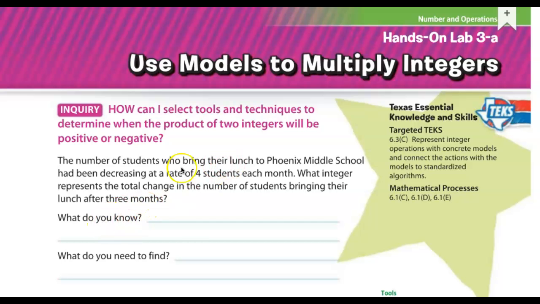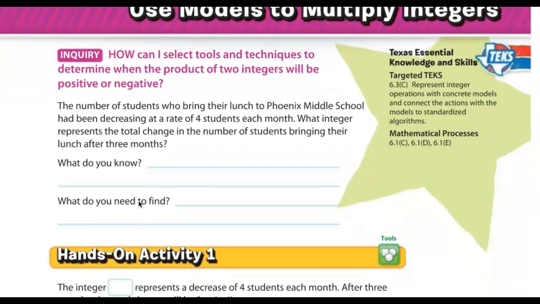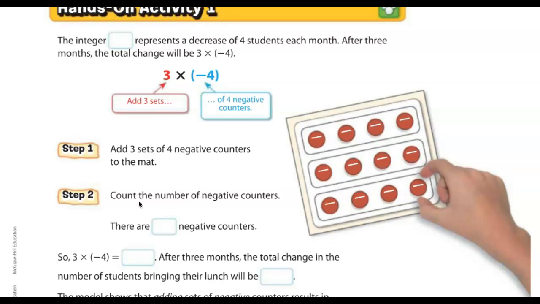So what we know is that decreasing means there are fewer kids bringing their lunch, and that it's 4 students less each month, and we want to know what that would be in 3 months. Okay, so we know it's decreasing 4 students a month, and we want to know 3 months. Now we're going to move this down to the hands-on activity.